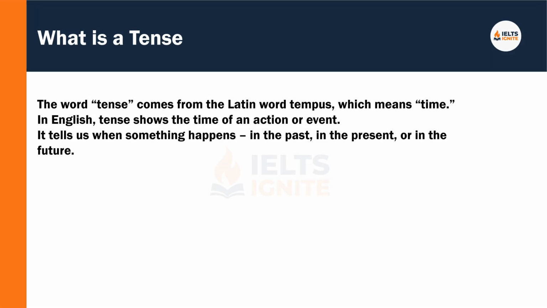Section 1. What is a tense? The word tense comes from the Latin word tempus, which means time. In English, tense shows the time of an action or event. It tells us when something happens, in the past, in the present, or in the future.